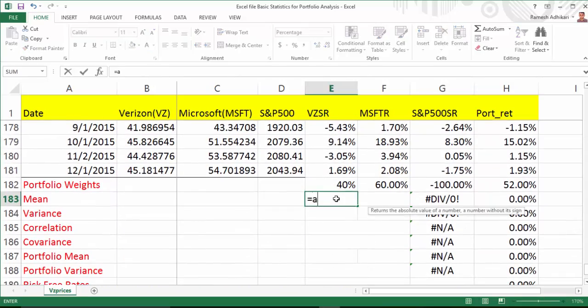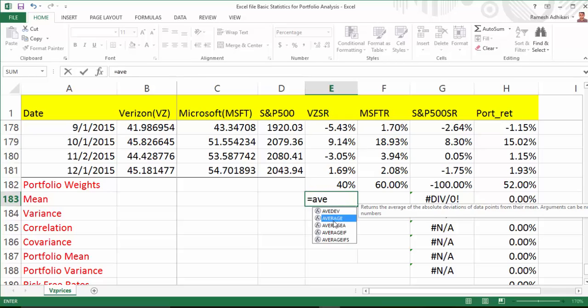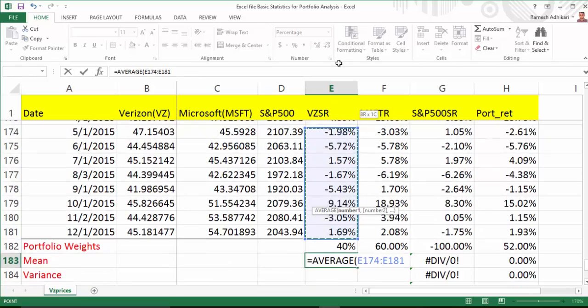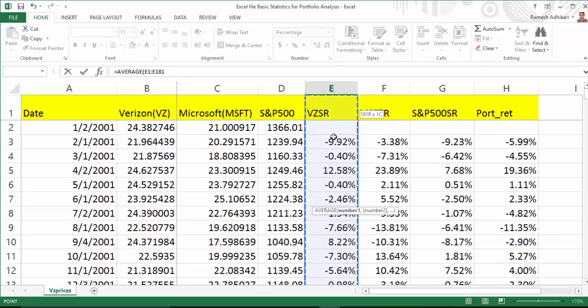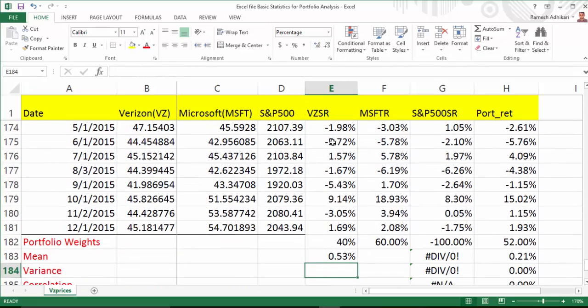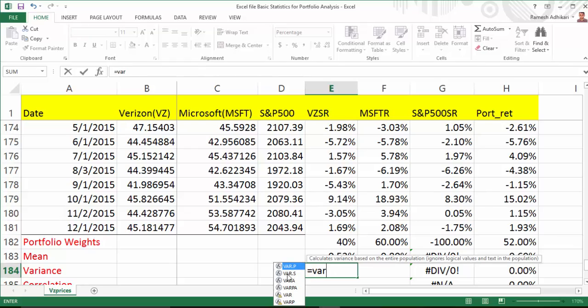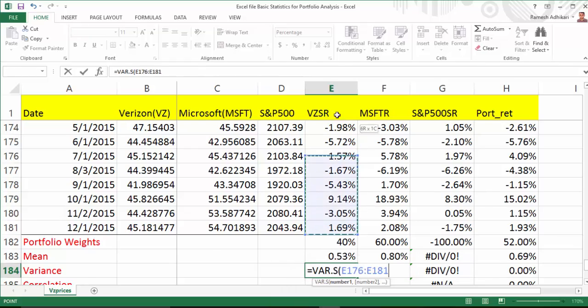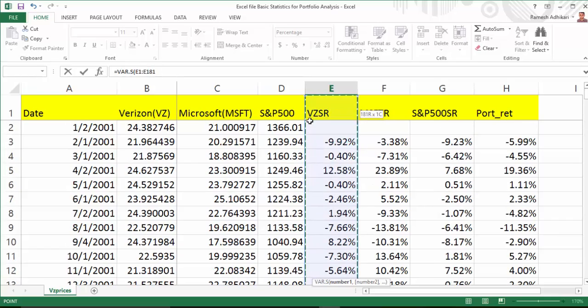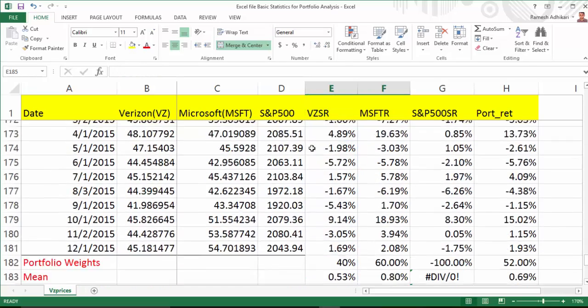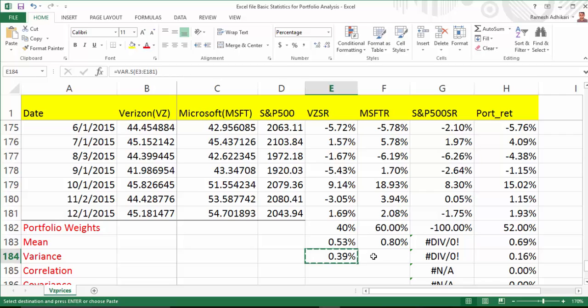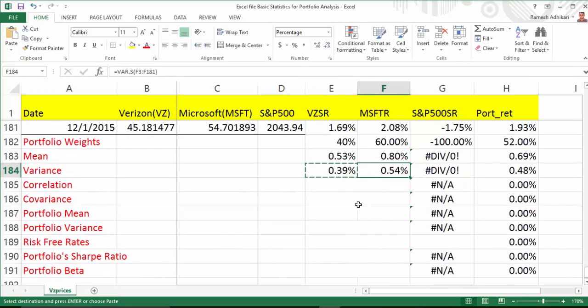We're going to use the average function as we have been doing. So average of the Verizon return. All right, and you can copy that to the next cell so you can get the average return for Microsoft. Now you want to calculate the variance. So VAR.S, sample, and it's going to be the Verizon return right here, and then copy and paste to the next one. You get that variance.